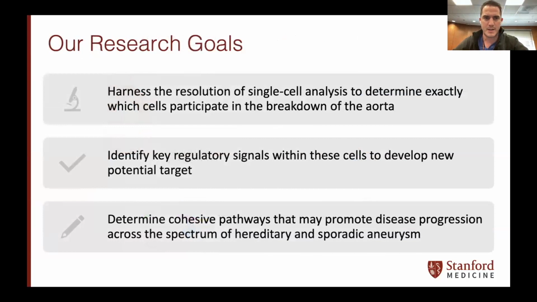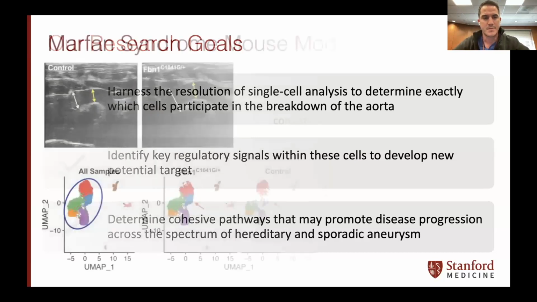Our goals have always been, number one, to harness the resolution of these single cell analyses to determine which cells are actually involved in the breakdown of the aorta. And then to use that information to find out what are the signals driving these processes? What are the higher level manipulators that we can potentially intervene upon when we create therapies? And finally, are there pathways from these models of disease that will be useful to us in patients with aneurysm from a variety of causes? That's always been our three main goals from these studies.